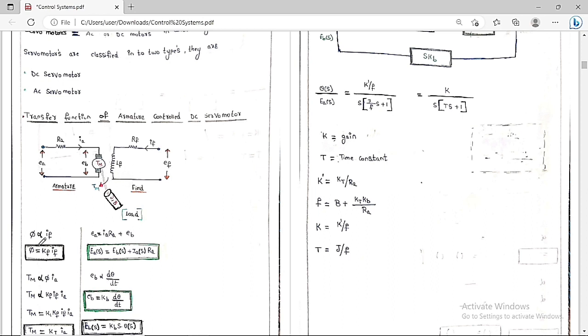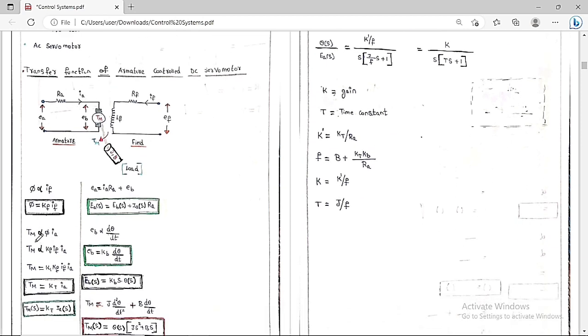You can see flux is always directly proportional to field current. To remove the proportionality, we have to introduce a constant. So phi is equal to Kf into If. This is the first equation.